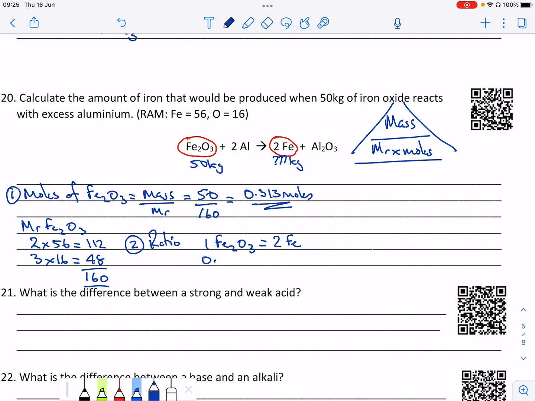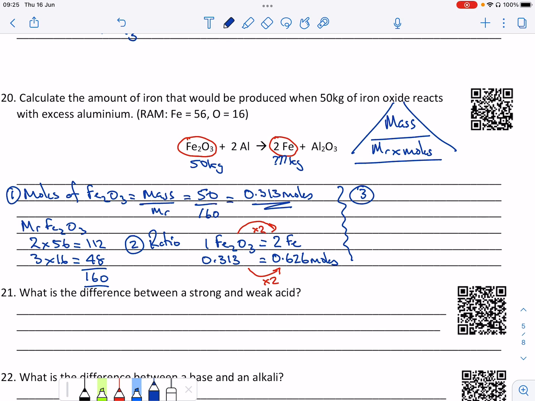We've just worked out that we have got 0.313 moles of this. So what I'm doing here is trying to go from there to there, which we can see is a factor of 2, and therefore I apply that same factor to here, which is going to give me an answer of 0.626 moles.